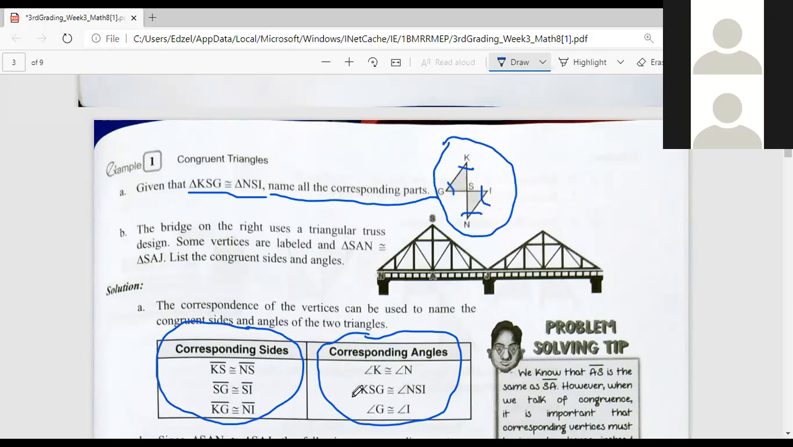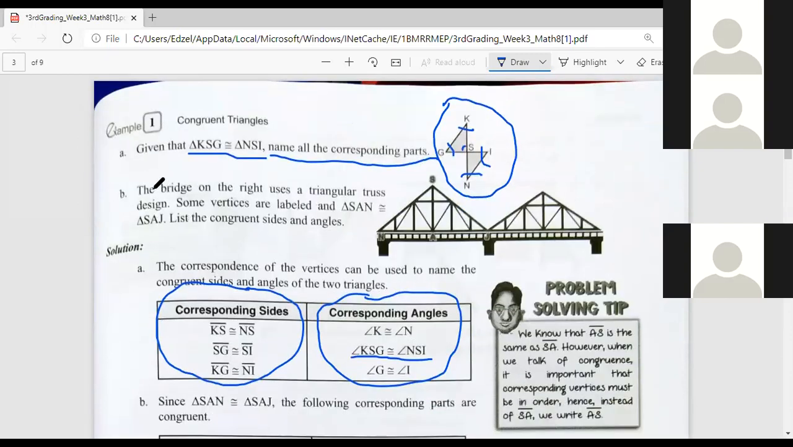And lastly, this one needs to be written with three vertices, the way of writing an angle. This angle is KSG. Why does it need to be written with three vertices? To recognize that it is the angle we mean, because this is also angle S. So to be more specific, it must be written with three vertices: K, S, G, and N, S, I. Angle NSI. So there.